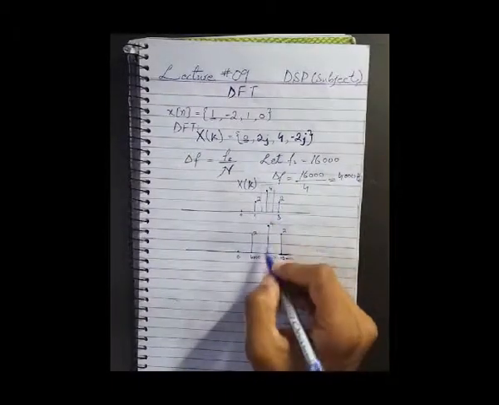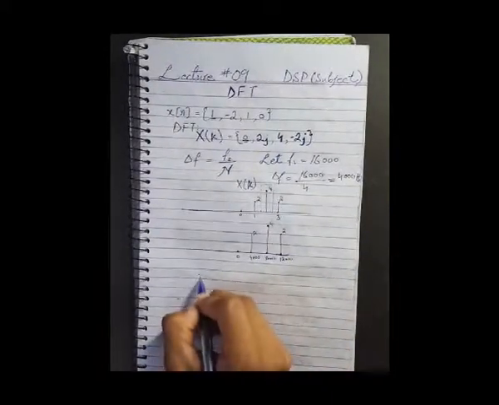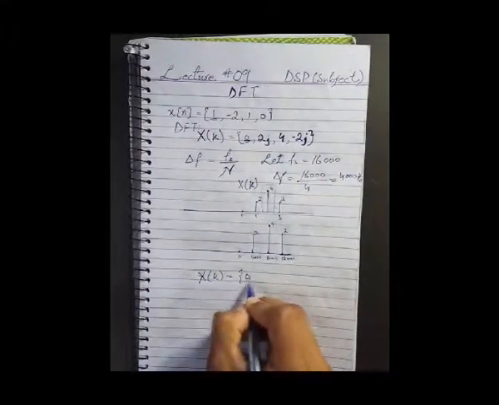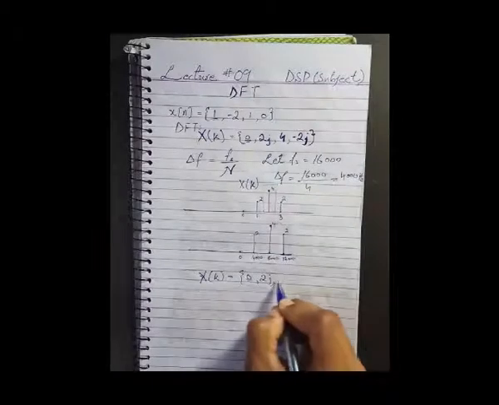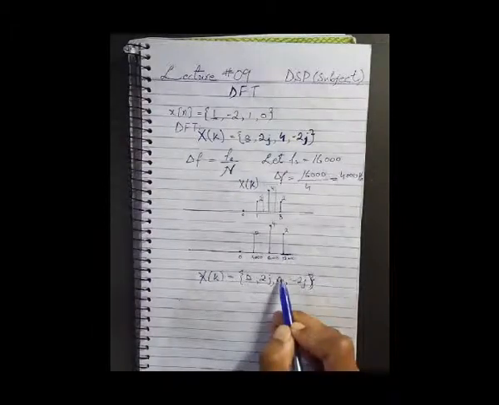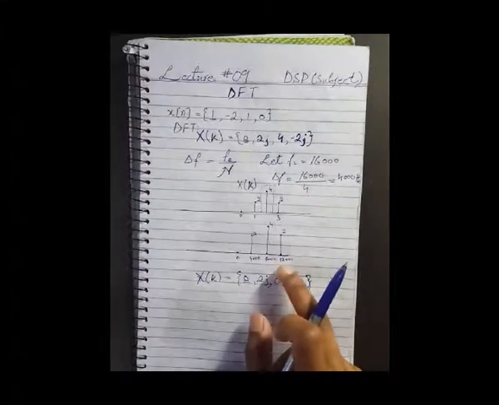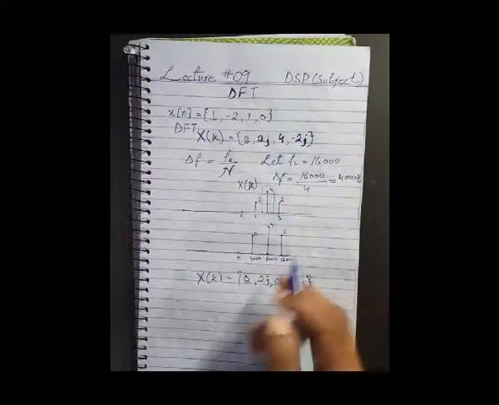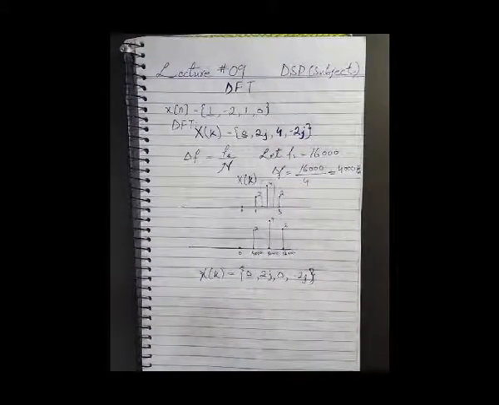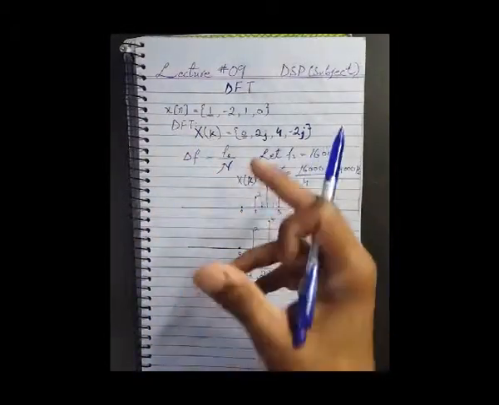Now we want to notch out frequency greater than 7,000, so we will get the signal capital X of k is equal to 0, 2j, 0, minus 2j. This 4 becomes 0 here because we have notched out the high frequency component, so we will get this signal. And now we will take the inverse discrete time Fourier transform and get x of n and see what difference it makes.